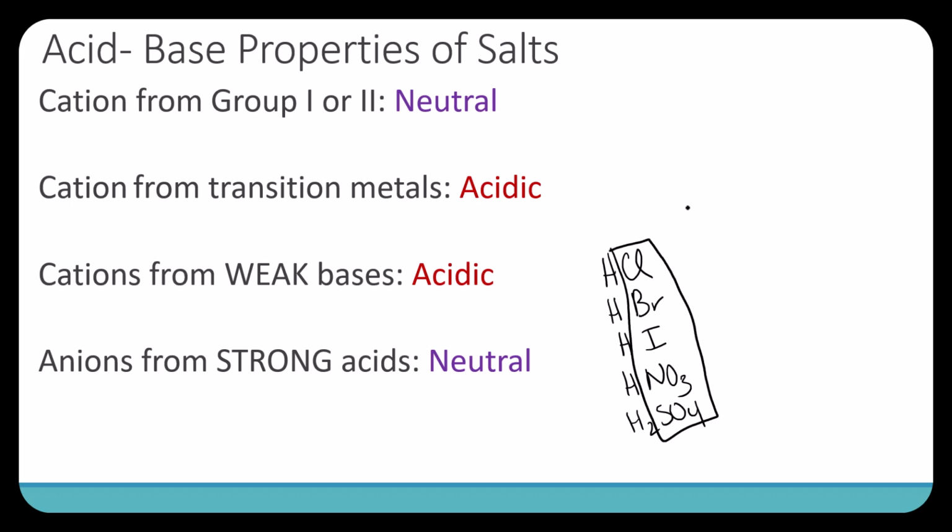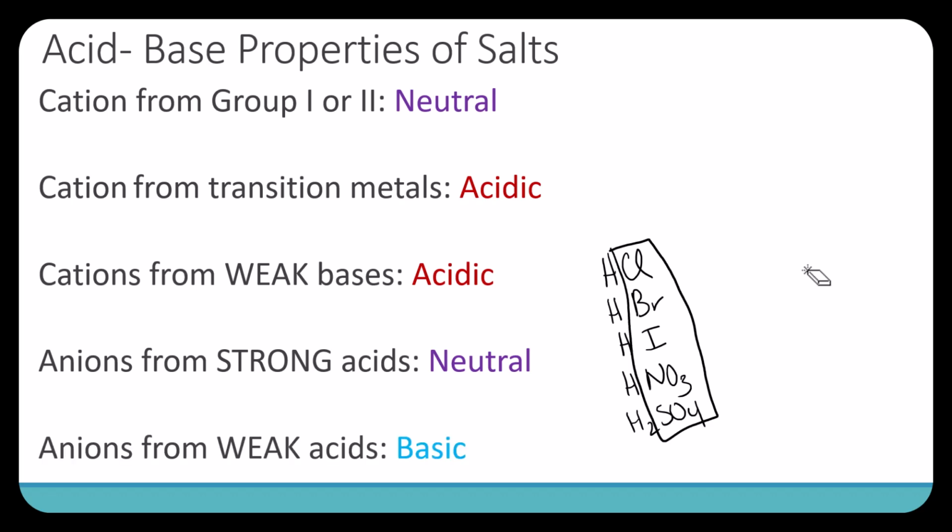Okay. So when I say anions from strong acids, I'm talking about any of these guys right here. So for example, if we had like sodium chloride, right? We would say, okay, chlorine is going to be the anion. Is that one of the big 5? Yeah, it's one of the big 5. It's right here, HCl. So this would have a neutral effect. It wouldn't affect the pH. So if it's one of these 5 anions, then it will not affect the pH. It'll just be neutral.